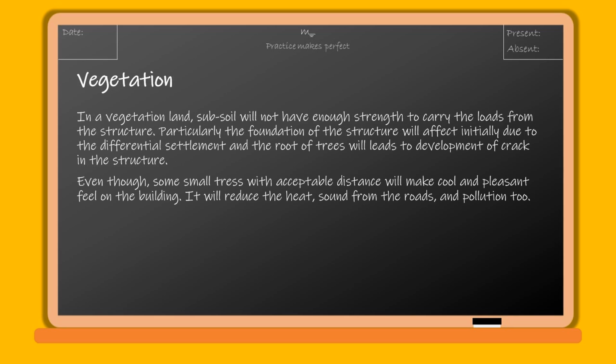In a vegetated land, the subsoil will not have enough strength to carry the loads from the structure. Particularly, the foundation of the structure will be affected initially due to differential settlement, and the roots of trees will lead to the development of cracks in the structure. Even so, some small trees at an acceptable distance will make the building feel cool and pleasant. They will reduce the heat, sound from the roads, and pollution too.